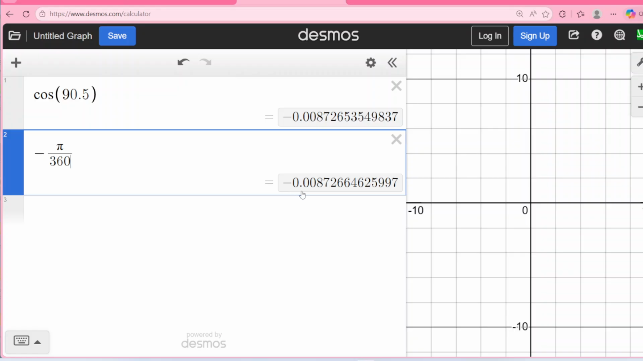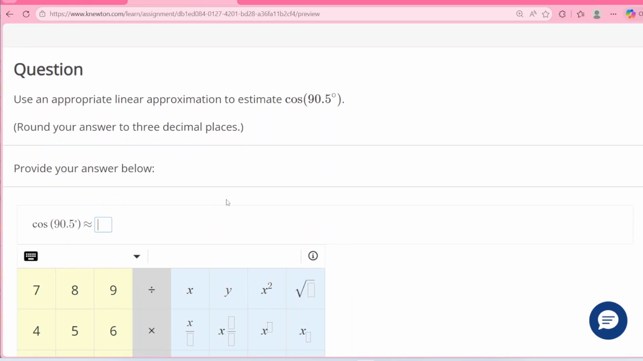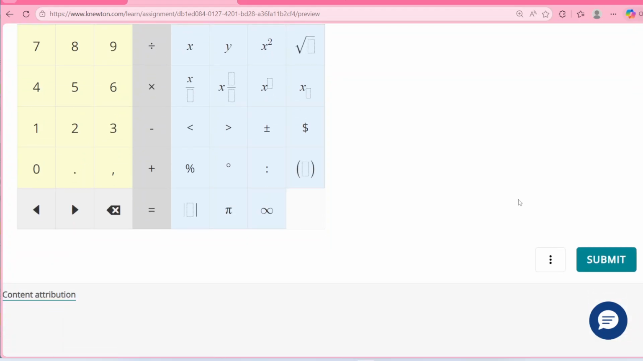Now we're only supposed to be rounding our approximation to the nearest thousandth. So negative 0.0087. Since that fourth decimal place is 5 or higher, I'm going to make that negative 0.009. Right, so the cosine of 90.5 degrees is approximately negative 0.009 when rounding my approximation to 3 decimal places.